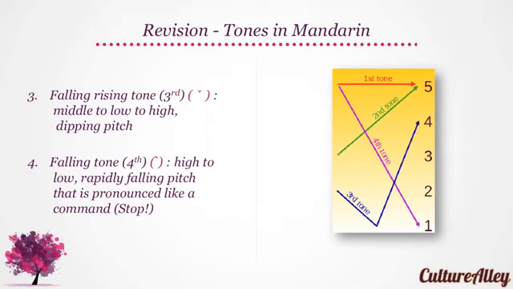The falling tone, or the fourth tone, is denoted by a downward slant from left to right over the vowel, and is pronounced in a rapidly falling pitch that goes from high to low. A good way to remember this tone is that it is pronounced like a command. For example, stop.